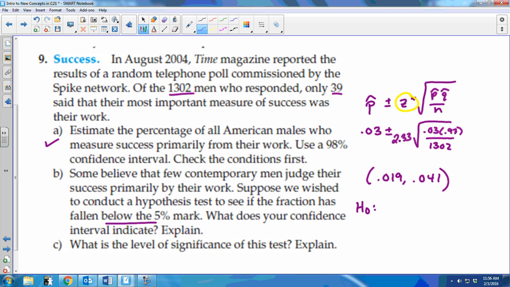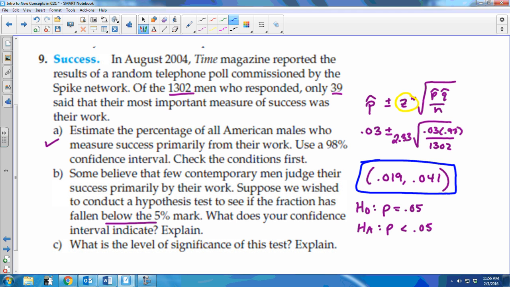They want to know if this percentage has fallen below 5%, which means our original percentage is 5%, and our alternative is that p is less than 5%. So if you're looking at this interval, you have 1.9% to 4.1%. That entire interval is less than 5%, right? There's no overlapping. It's entirely below 5%. That seems like sufficient evidence that we could reject the null hypothesis, right? It seems like it has fallen below the 5% mark.